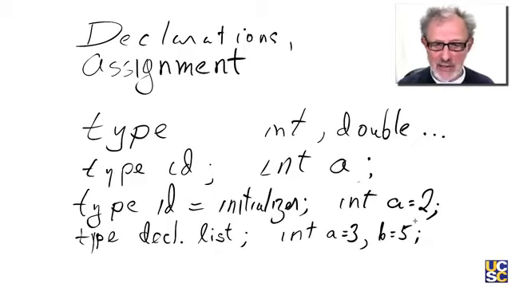Finally, we can have a more complicated type declaration in which we have a list. So here's one of those. Int a assigned or initialized 3, comma. So it's a comma separated list. It can be arbitrarily long, and this has 2 variables, one initialized to 3 and one initialized to 5.